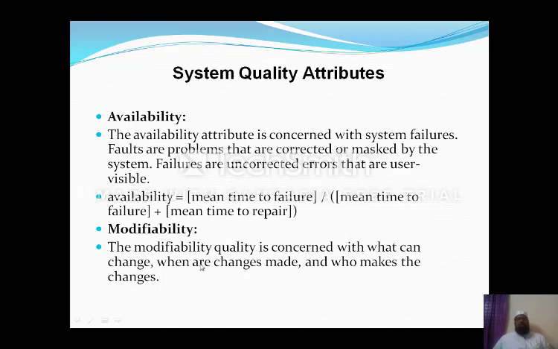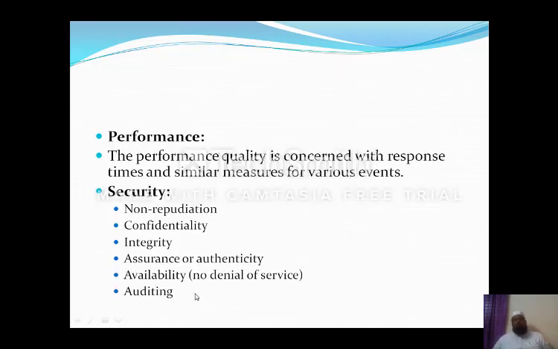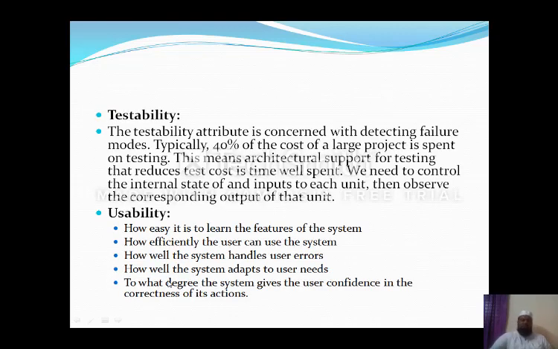Then modifiability. The modifiability quality is concerned with what changes, when the changes are made, and who makes the changes. We don't know who is going to make the changes. Performance: the performance quality is concerned with response times and similar measures of various events. Security: the factors which I have told you are non-repudiation, confidentiality, integrity, assurance or authentication, availability, no denial of service, and auditing.